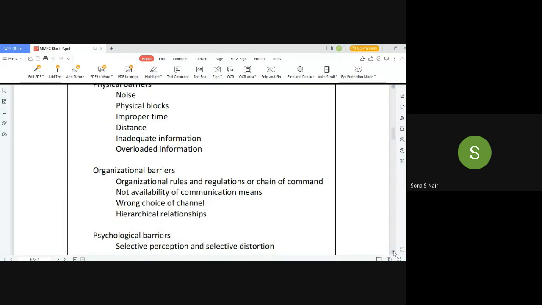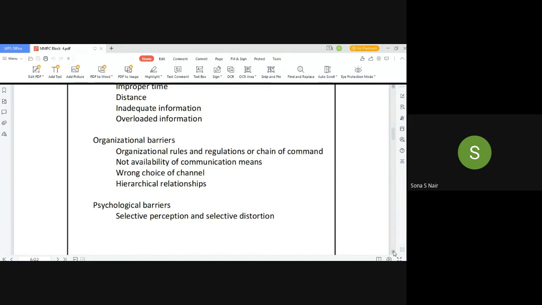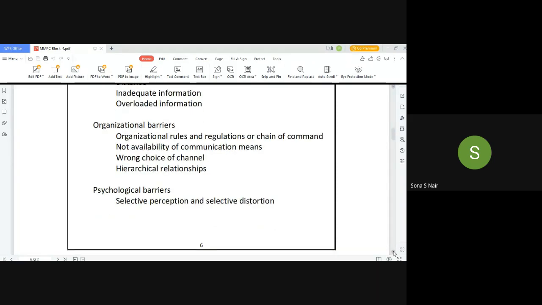There could be some barriers which can be organizational barriers. Organizational rules and regulations or chain of command can create barriers. Non-availability of communication means no method to give feedback to the superior. That's a non-availability. Wrong choice of channel, hierarchical relationships where there's a very rigid kind of structure, and there's a barrier in the sense of ego, those kind of things can create a problem.